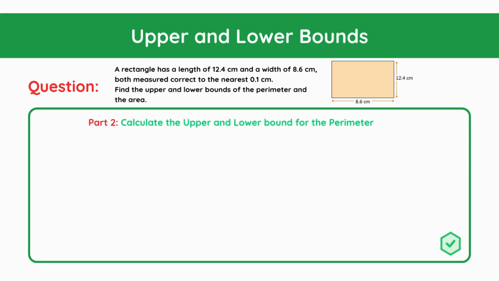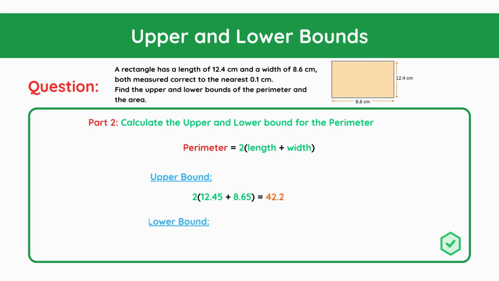Part 2 is to find the upper and lower bounds of perimeter. The perimeter is 2 times the sum of length and width. So we will use the rule related to sum that we discussed earlier. For the upper bound of the perimeter, we will get 2 times (12.45 plus 8.65), that is equal to 42.2. For the lower bound of the perimeter, we will get 2 times (12.35 plus 8.55), that is equal to 41.8. These give the upper and lower bounds of the perimeter.